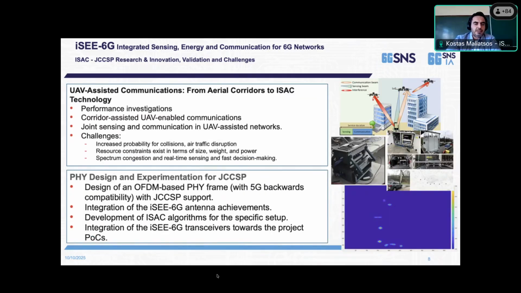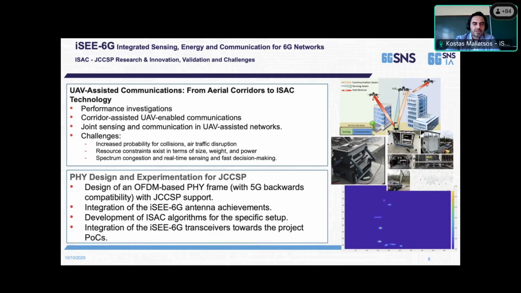The main activities here presented involve the joint communication sensing and energy transfer using custom waveforms. Excuse me, Michael Nilsson, would you please mute yourself because you're interrupting the session? Costa, please go ahead. Thank you.